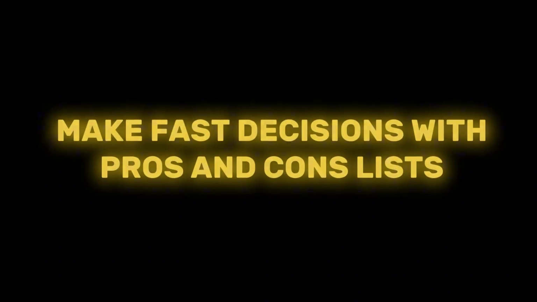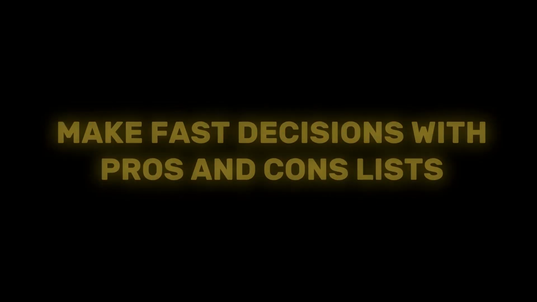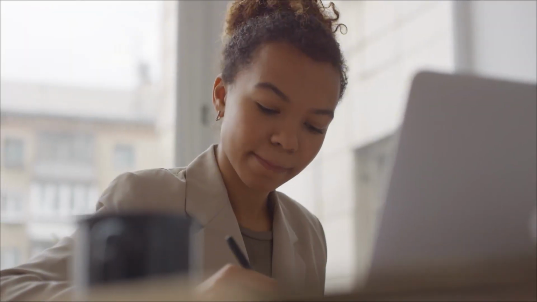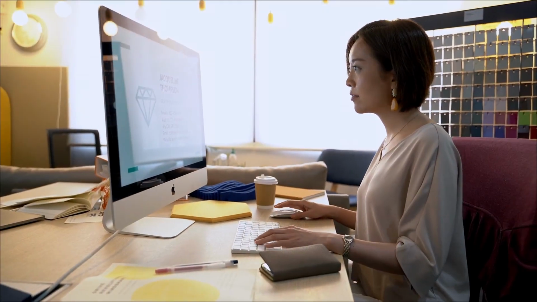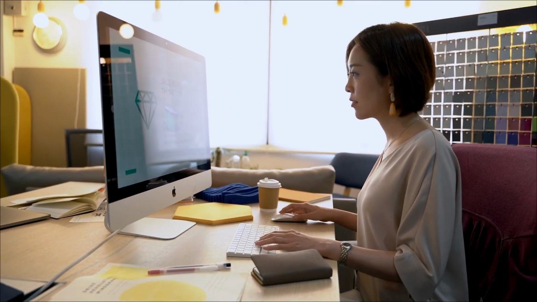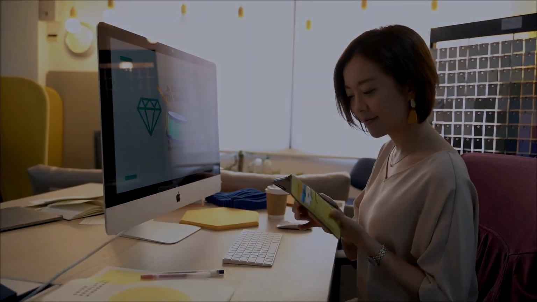2. Make fast decisions with pros and cons lists. When facing a choice, the AI can generate a clear pros and cons breakdown. This helps see the situation objectively and speeds up decision-making without overthinking.